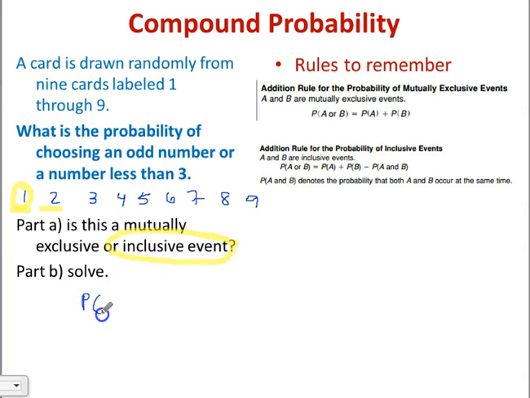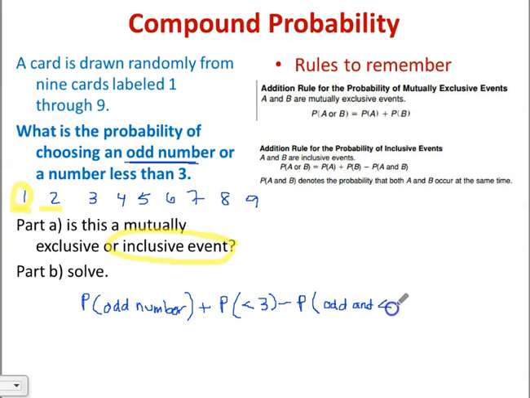Remember, in order to do that, we want to first find the probability of the first event, which is the probability of choosing an odd number. And then we're going to add to it the probability of getting a number less than 3. Then we want to subtract out where they overlap, so any numbers that are odd and also less than 3. All right, so now we've got our little formula written out.